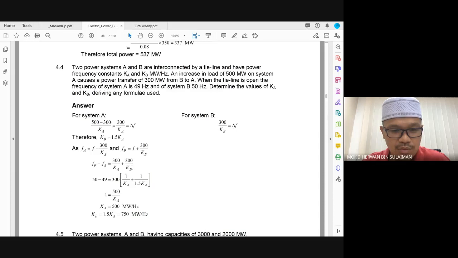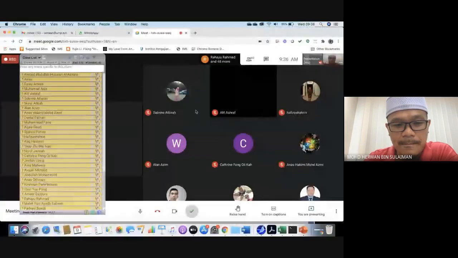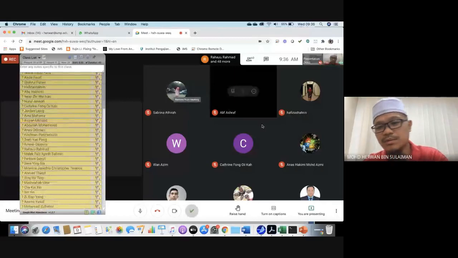And then we know already our KB is 1.5 KA. You just put this value into here. So at the end of the day, you can get your KA is 500 megawatts per hertz, and KB equals 1.5 KA equals 750 megawatts per hertz. Okay, so this is how we want to solve this example. Any question?